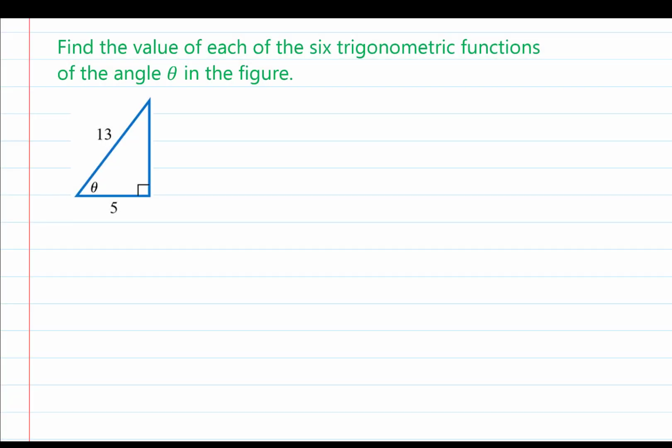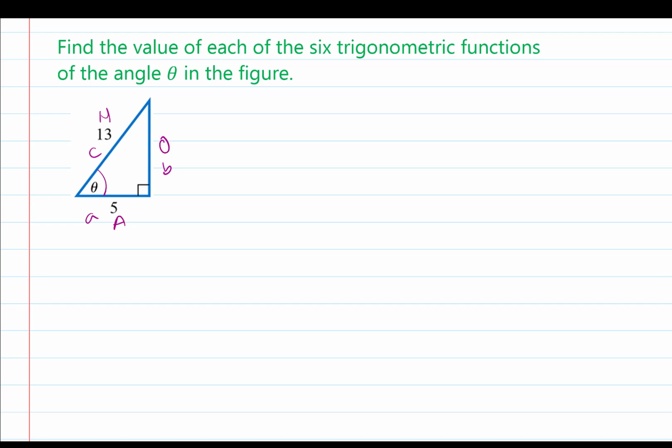We are now ready to find the value of each of the 6 trigonometric functions of the angle theta in the figure below. Now, what we notice is that we are missing the value of one of the sides. Let's start by labeling each side, and then we'll find that missing value. So first, we have angle theta as the bottom left-hand vertex of the triangle, which means that the hypotenuse is the value of 13, and we will label that with the variable c. The adjacent side is the value of 5, which we will label with the variable a. And then finally, the opposite side, which we will label with the variable b, is unknown.